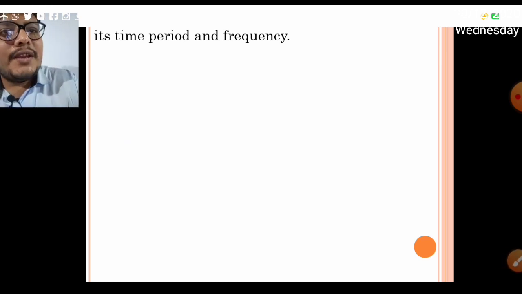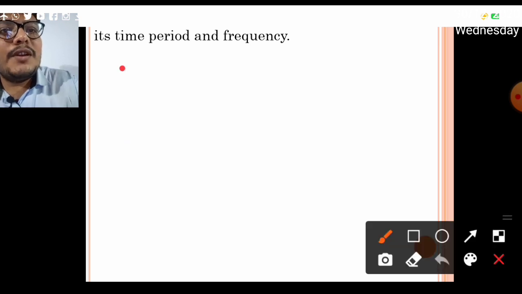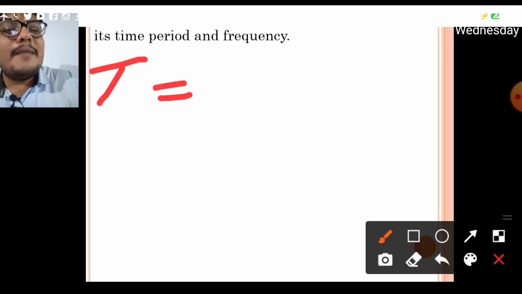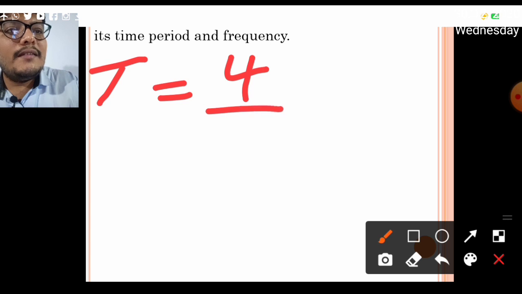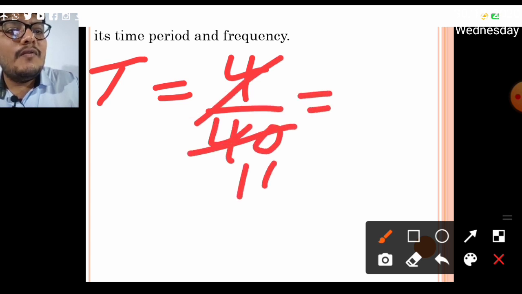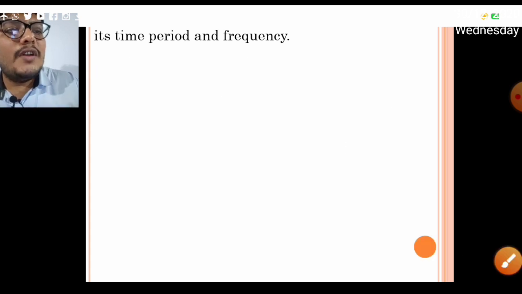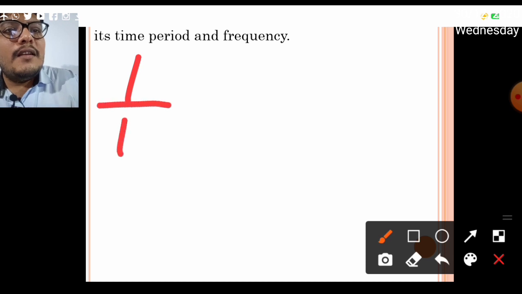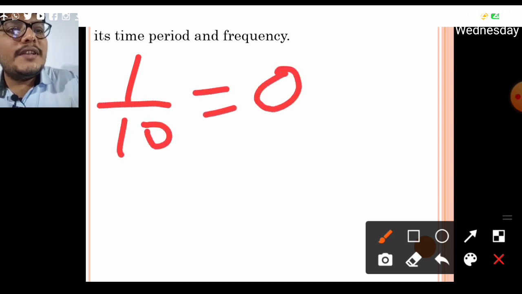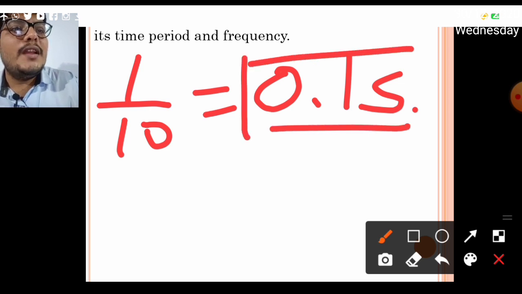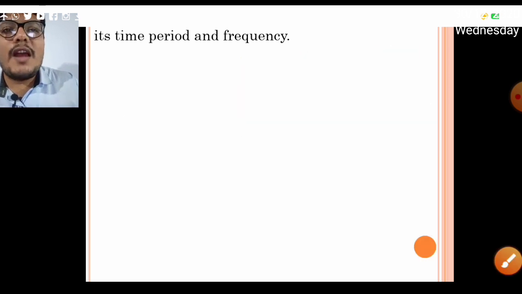So for time period, my time period here is 4 seconds for 40 oscillations, so 1 upon 10. Now, how will we write 1 upon 10? We can represent it by 0.1 second, right? So this is your time period. Okay, let's try to find out the frequency now.